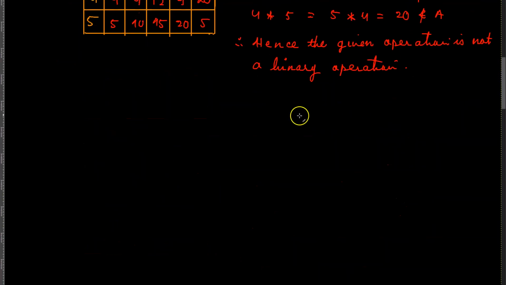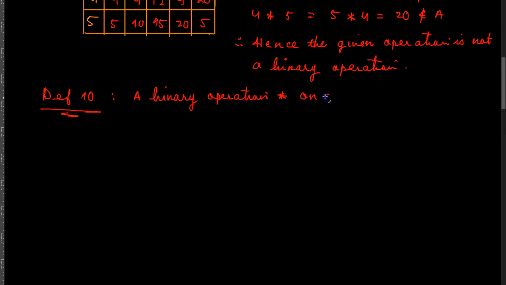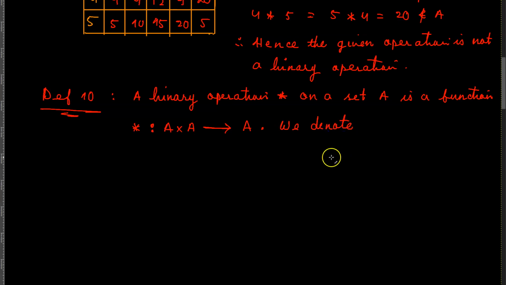To tell you more clearly, I'm going to give you the notation, the definition. So definition number 10, as we said before, is a binary operation star. A binary operation star on a set A is a function star, and your domain becomes the Cartesian product of the set that you're talking about, and then your codomain becomes the same set. And we denote star of A comma B by A star B.